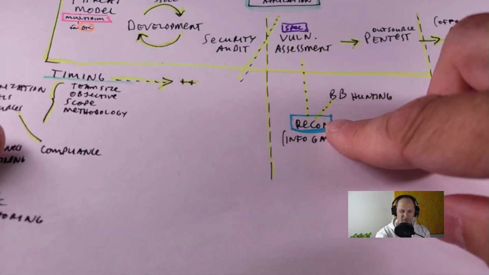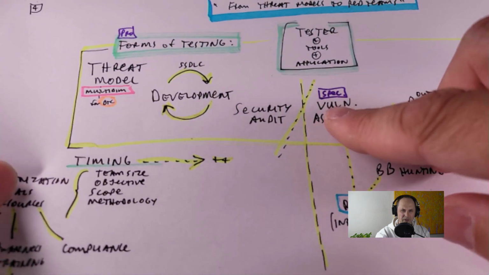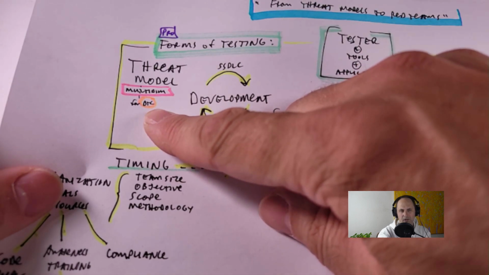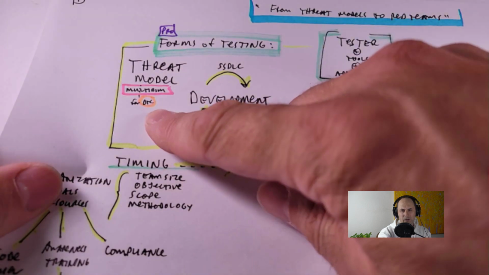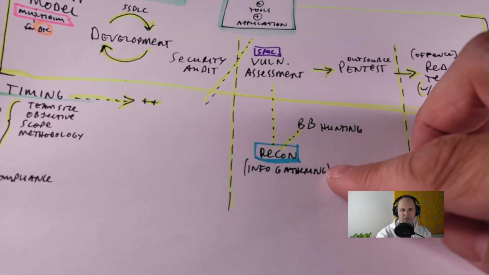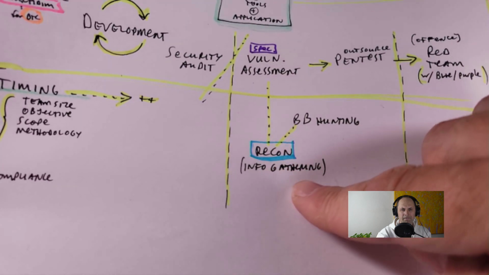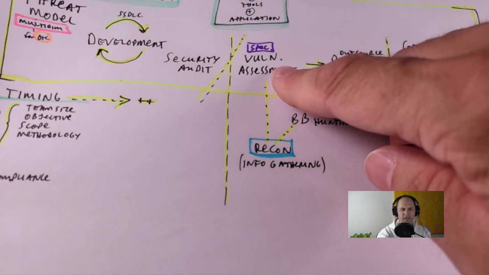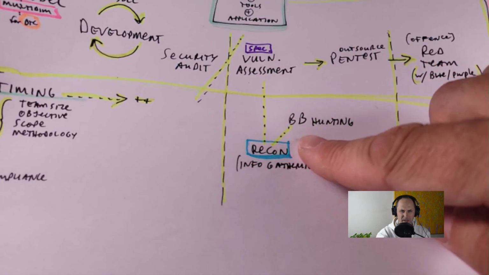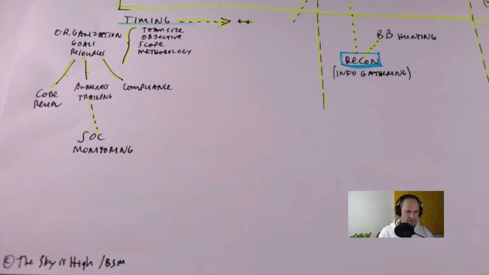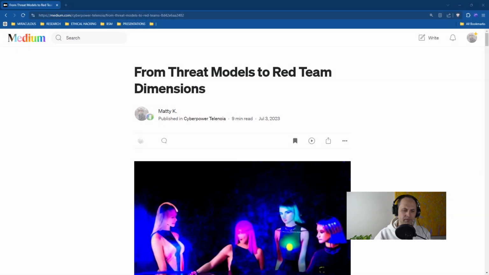And then, as always on every map, I also try to place Bitcoin, which is here in the multidimensional realm of threat modeling. I believe that's where Bitcoin sits the greatest in this article's dimension. And then Recon, which we specialize in, our info gathering here with bug bounty hunting, sits just below the specialization of vulnerability assessments. And that's about it for this article. Let's get to it. And here it is. From threat models to red team dimensions.